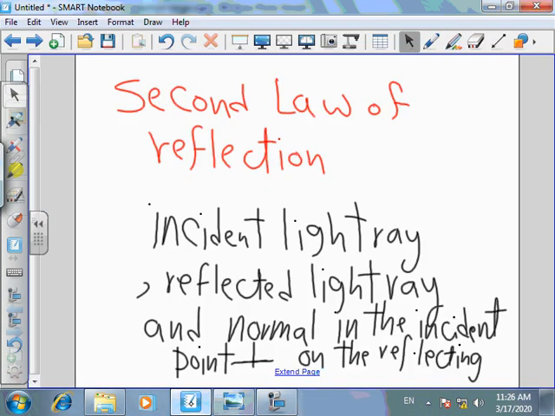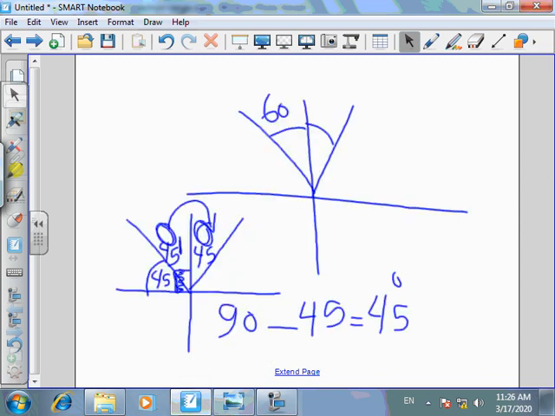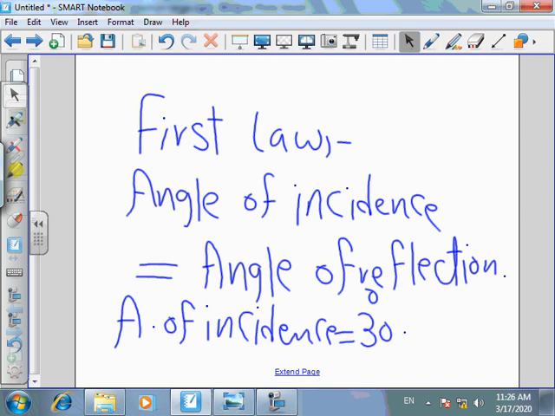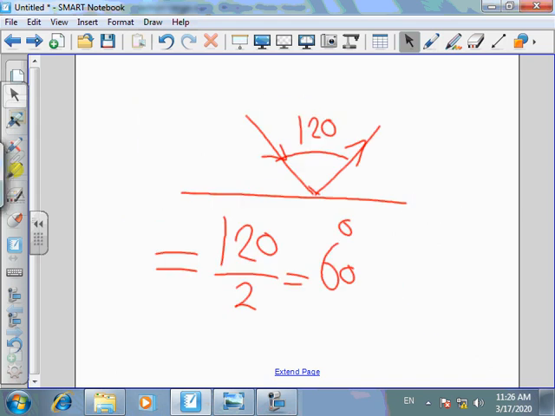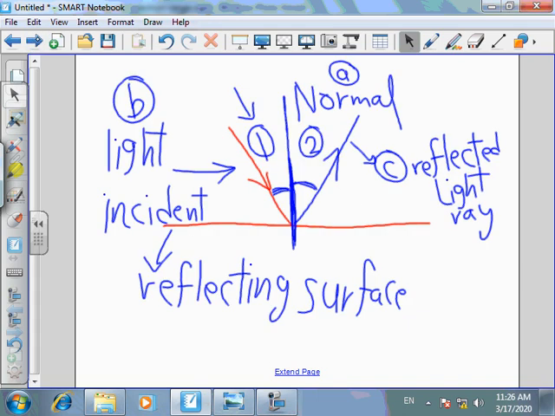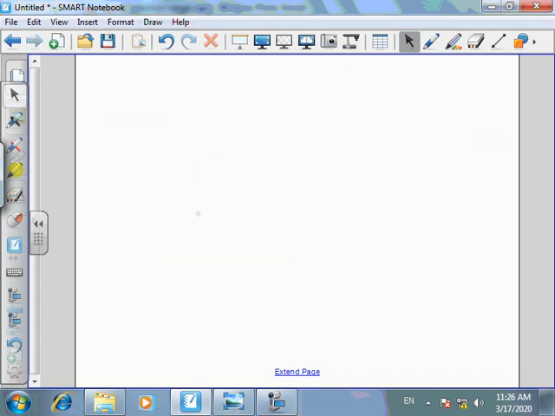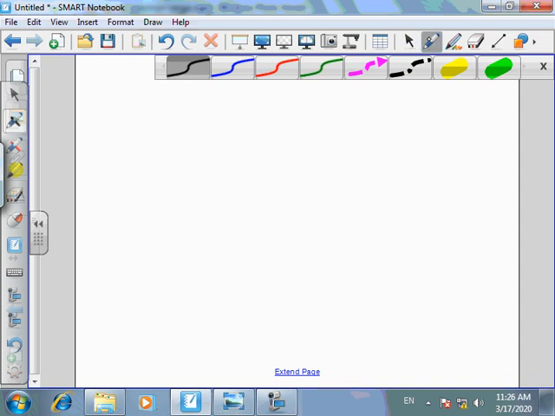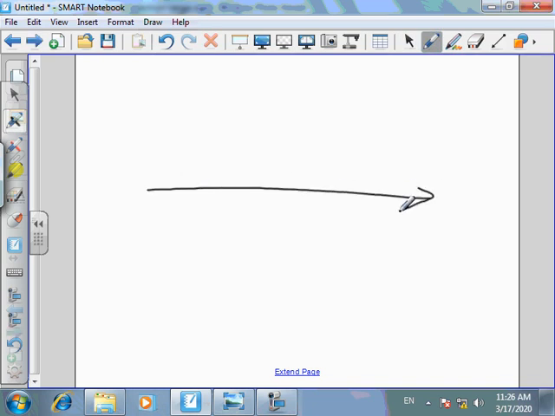So don't be afraid of the first or second law. Let's look again at the first law, which mentioned that the angle of incidence equals the angle of reflection. But if the light ray falls perpendicular, meaning it falls at a right angle, what is going to happen? Would you please think about it? How would it reflect? In which direction, if the light ray comes perpendicular on the reflecting surface?